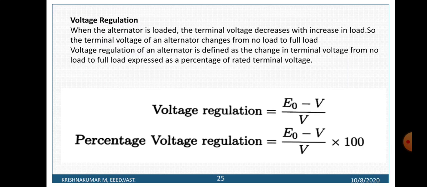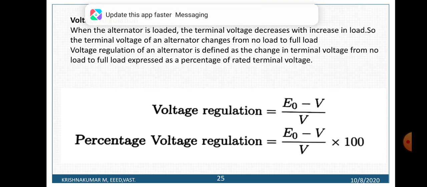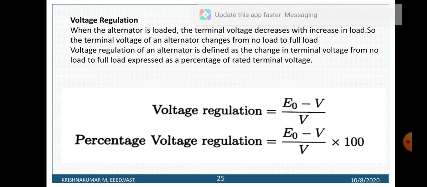Voltage regulation of an alternator. When the alternator is loaded, the terminal voltage decreases with increase in load.